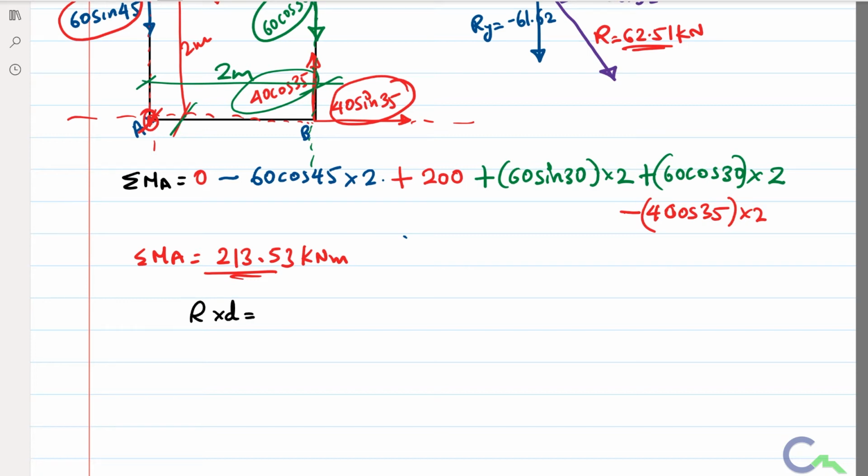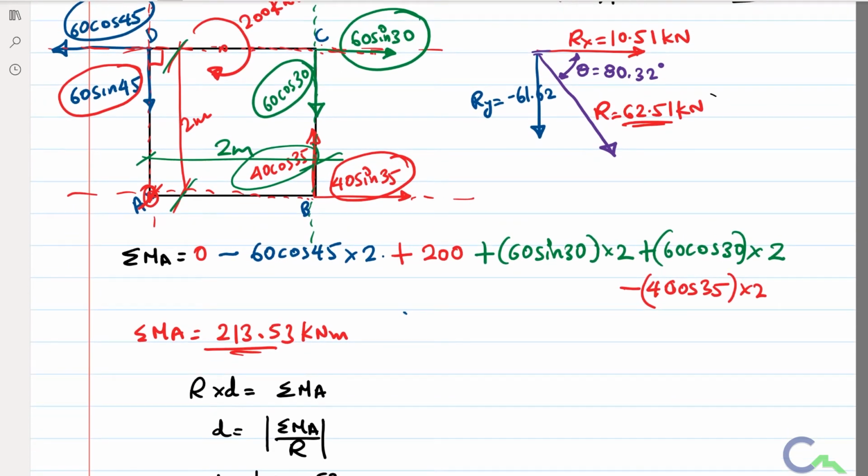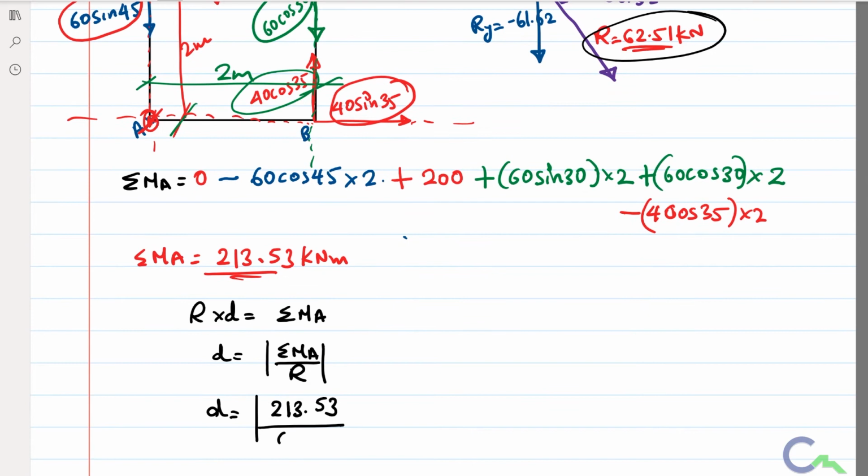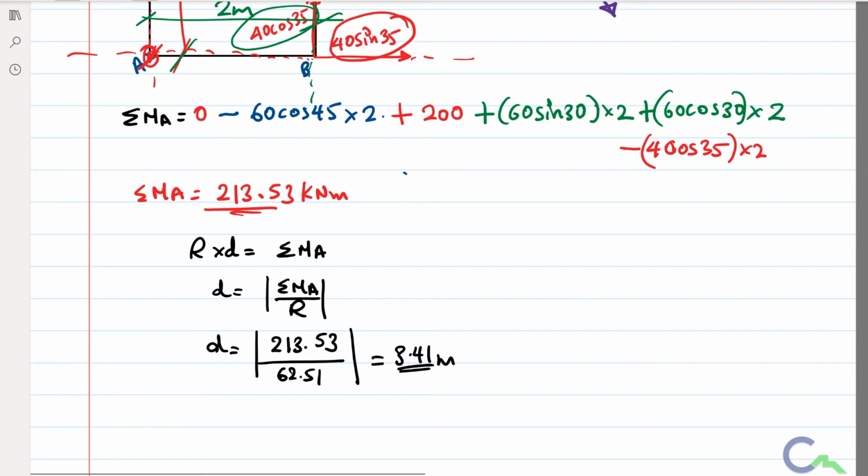Once I get the summation of moment, I can apply Varignon's theorem, that is, the moment of the resultant R into D is equal to the summation of moment about any point or the same point. So if I want D, I will take mod sigma MA divided by R. Therefore D is equal to sigma MA, we got clockwise 213.53, divided by the R value, that is 62.51. So D we will get 3.41 meter.